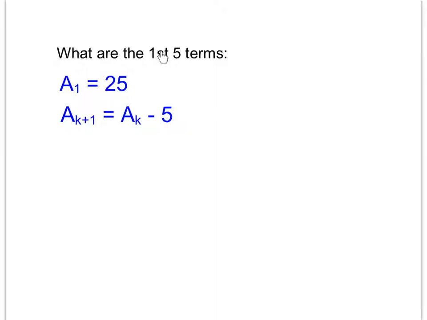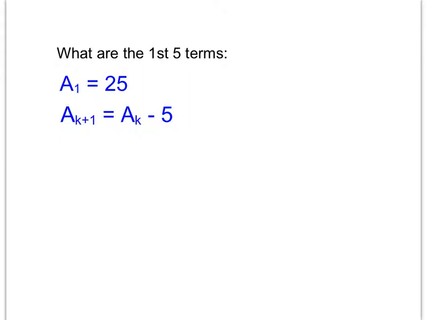Okay, what are the first 5 terms of this recursive sequence? This again is going to be arithmetic. We can see our rule is to take our a sub 1. We always got to start with our first term. Our next term is going to equal the previous term, so a sub k plus 1 is equal to the a sub k term minus 5.